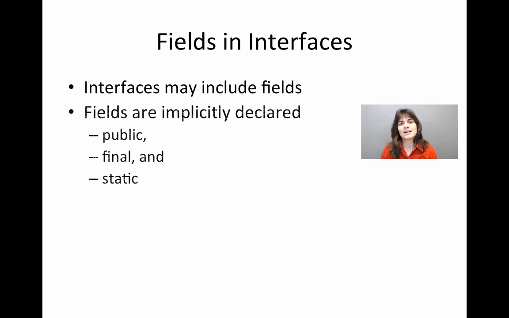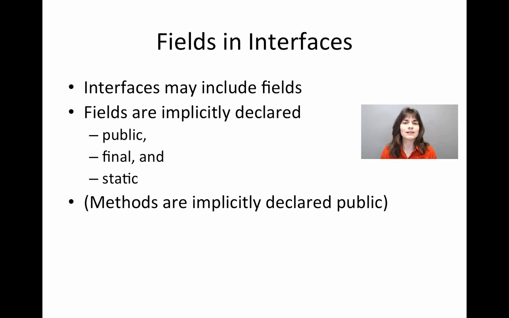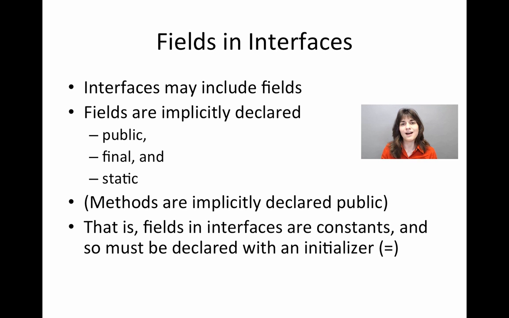What do I mean? The fields are implicitly declared as public, final, and static. By the way, the methods are implicitly declared as public, even if we don't write the keyword public in front of the method header. This is what is the case in interfaces. In other words, fields can only be constants. And for this reason, we have to provide a value. We have to use the assignment operator and provide a value to those variables, to those fields.